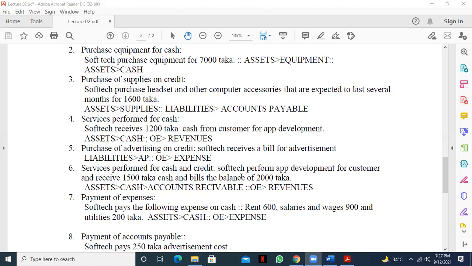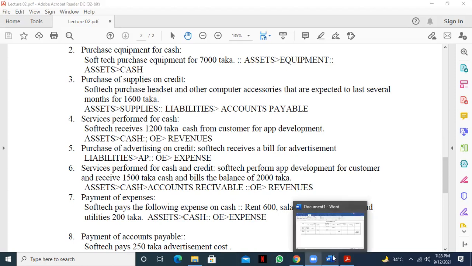So 250 taka you'll write on the accounts payable plus, and on the other hand you'll write on the owner's equity side, expense column, as minus. The operation will be done on the liabilities and owner's equity side. Nothing will be on the asset side, but still our equation is equal. I hope you are clear. Understood?